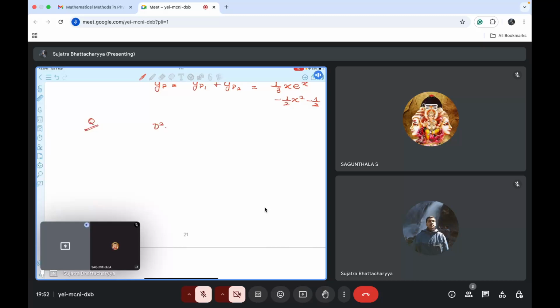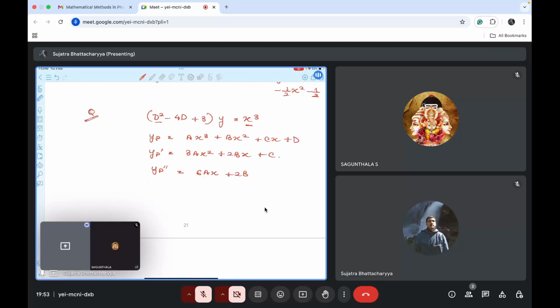So another question is this: D squared minus 4D plus 3, y is equal to x cubed. So what I will do is that yp, since there is only one term, it's a polynomial function, we can write this easily: ax cubed plus bx squared plus cx plus d. Don't confuse this d with this. Okay, this is the actual constant coefficient. So yp dash will be 3ax square plus 2bx plus c. Yp double dash is 6ax plus 2b, and just put it into the main equation.